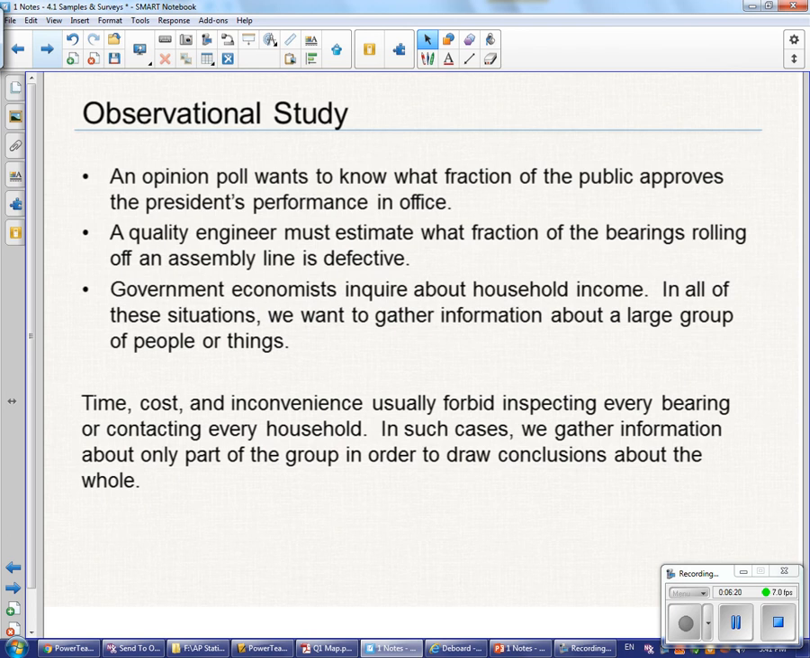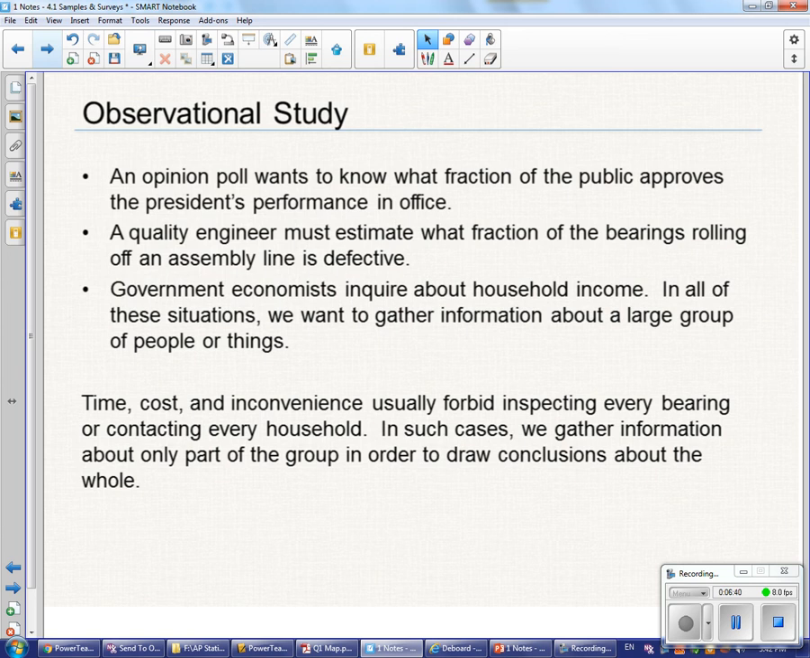We're going to focus today's lesson on observational studies. So some examples would be an opinion poll wants to know what fraction of the public approves the president's performance in office. Or a quality engineer wants to estimate the fraction of bearings rolling off an assembly line that are defective. A government economist inquires about the household income.